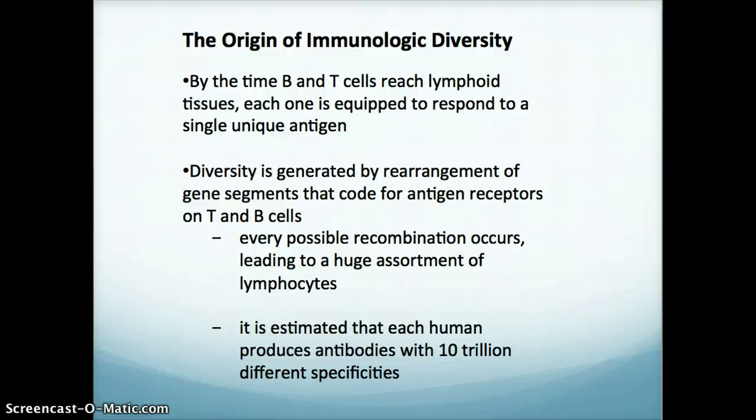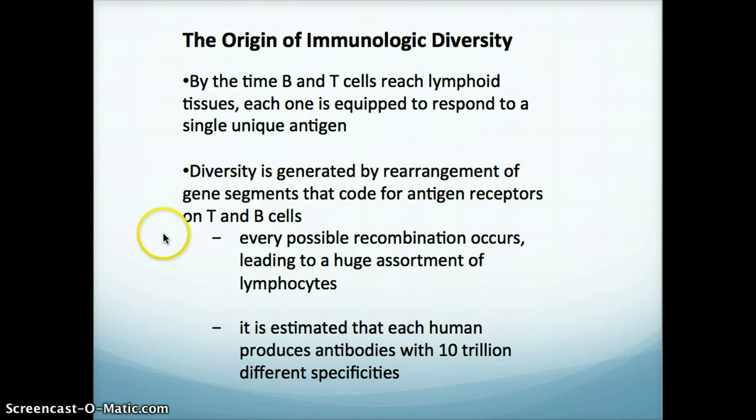So how do we get this diversity of our lymphatic cells? How do we get so that those B and T cells can recognize all these unique antigens? And we're going to talk a little bit about that. So by the time these B and T cells reach these lymph tissues, the lymphoid tissues, each of these cells is equipped to respond to one unique antigen.